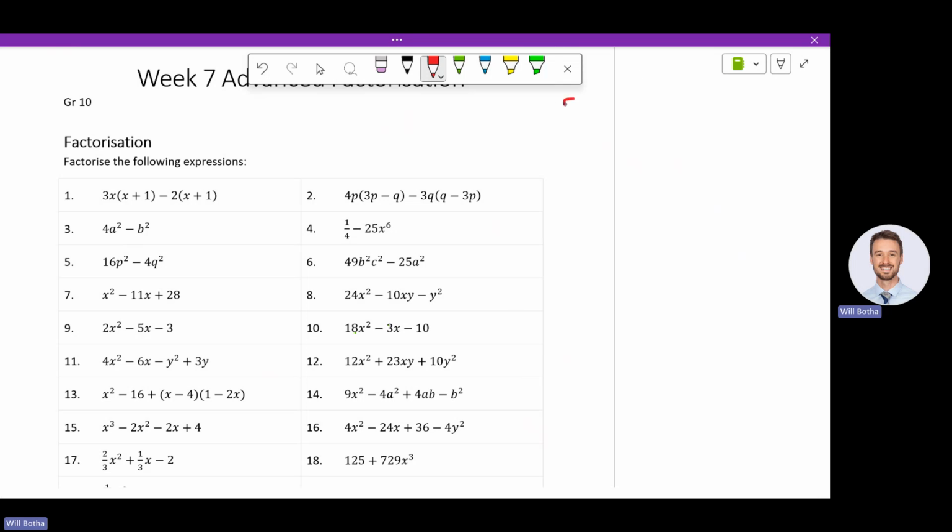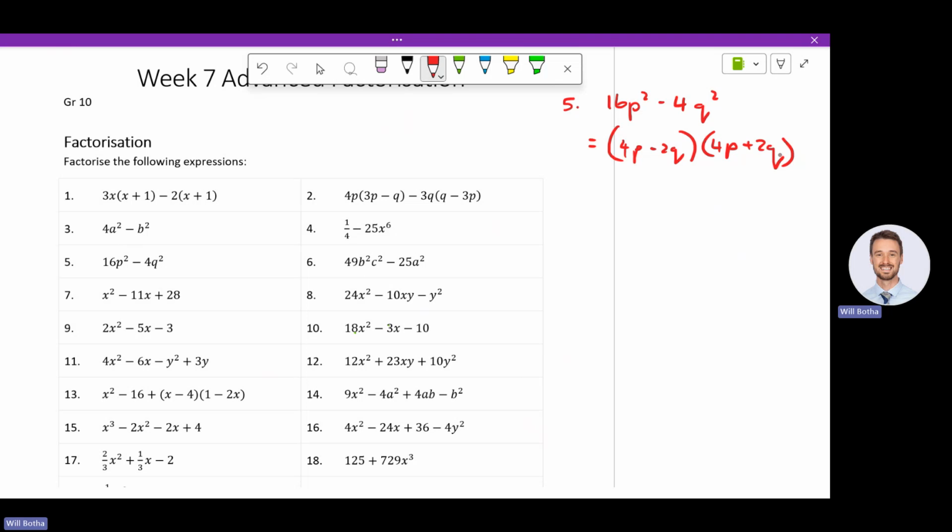Question number 5. Sorry, Hannah? Yeah, 16p squared minus 4q squared. Now, here we make a mistake a lot of times. I'll do it both ways because I want to show you how we can fix the mistake we initially make. A lot of us just want to say, hey, this is the difference of 2 squares. Yes, it is. And then I can do brackets: 4p minus 2q and 4p plus 2q.